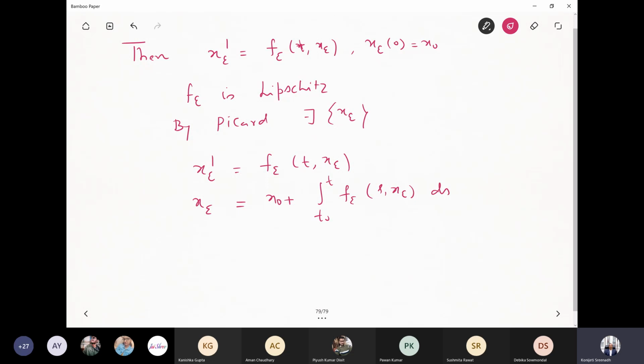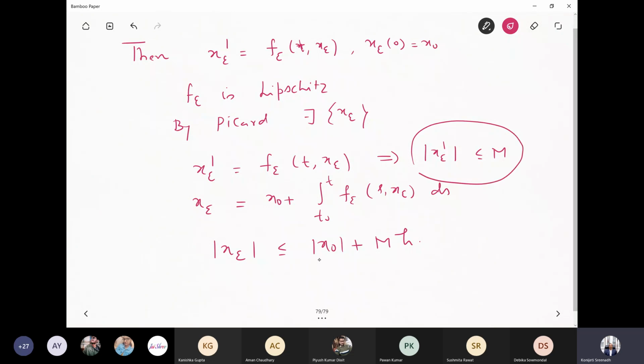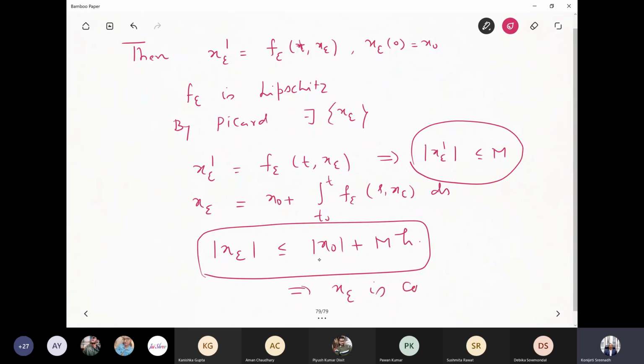So from these two equations, you see that this implies mod of x epsilon prime is less than or equal to M, and also this implies that mod x epsilon is less than or equal to mod x naught plus this is M into h. So from here you see that x epsilon prime is bounded and this is also bounded. Therefore, this implies x epsilon is compact, a compact subset of C.